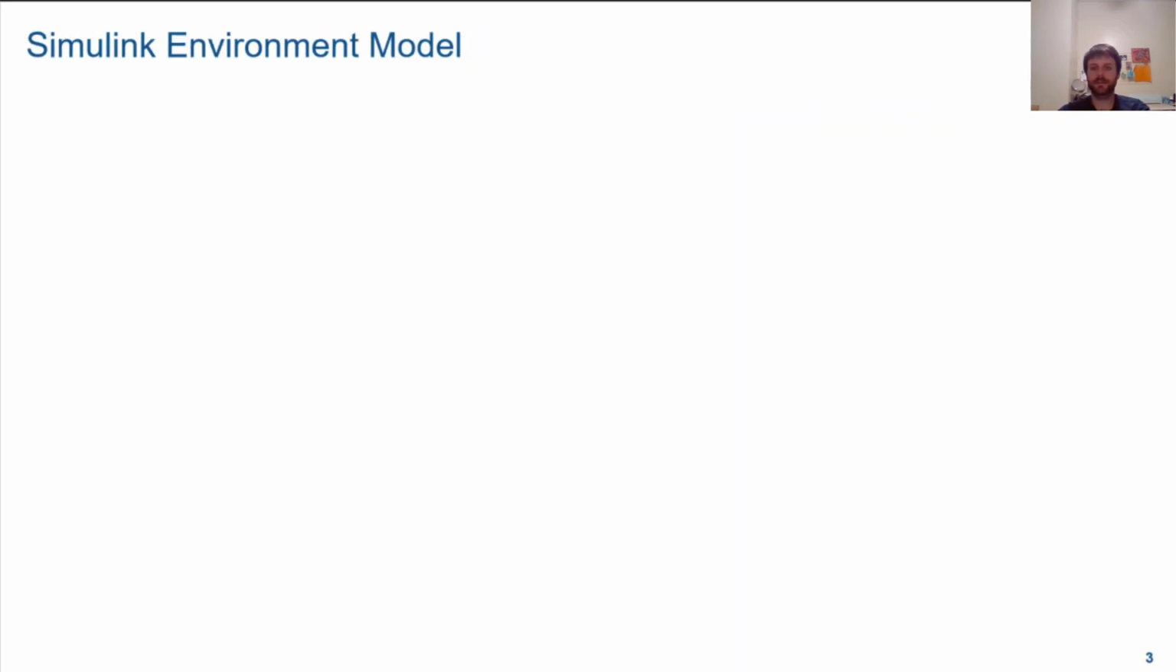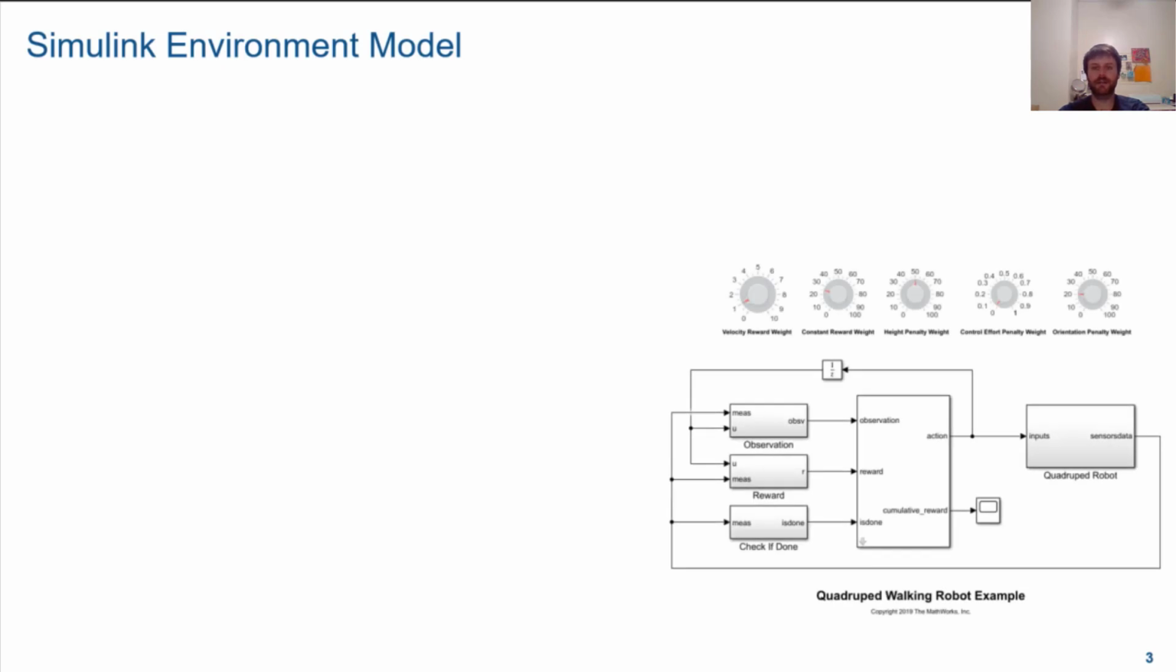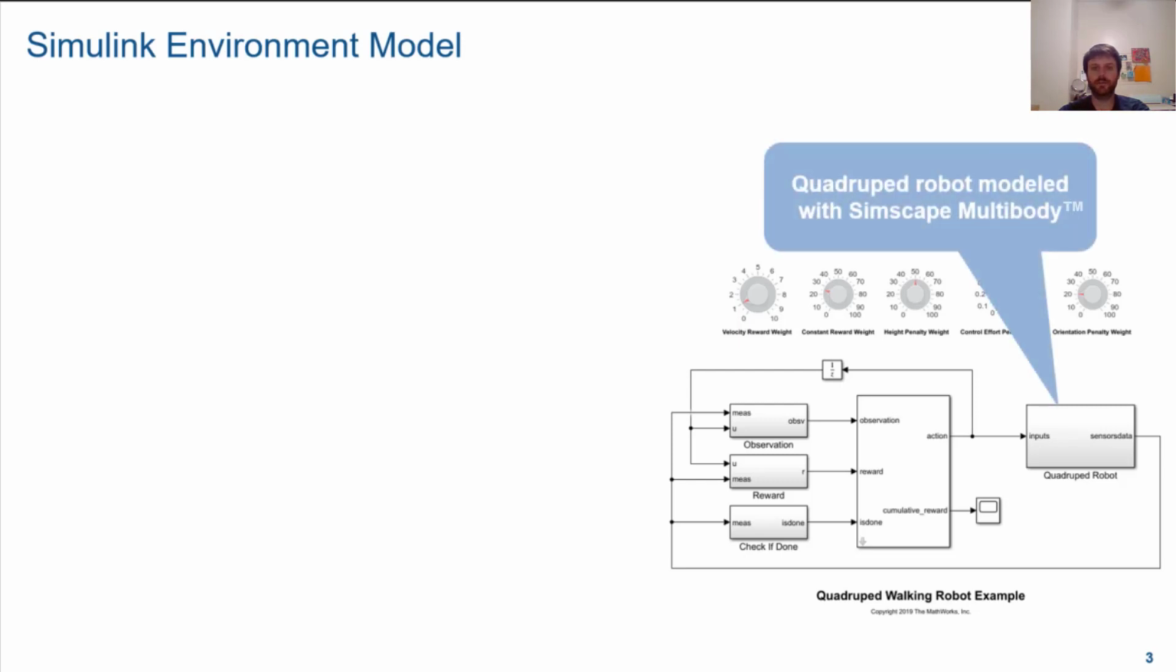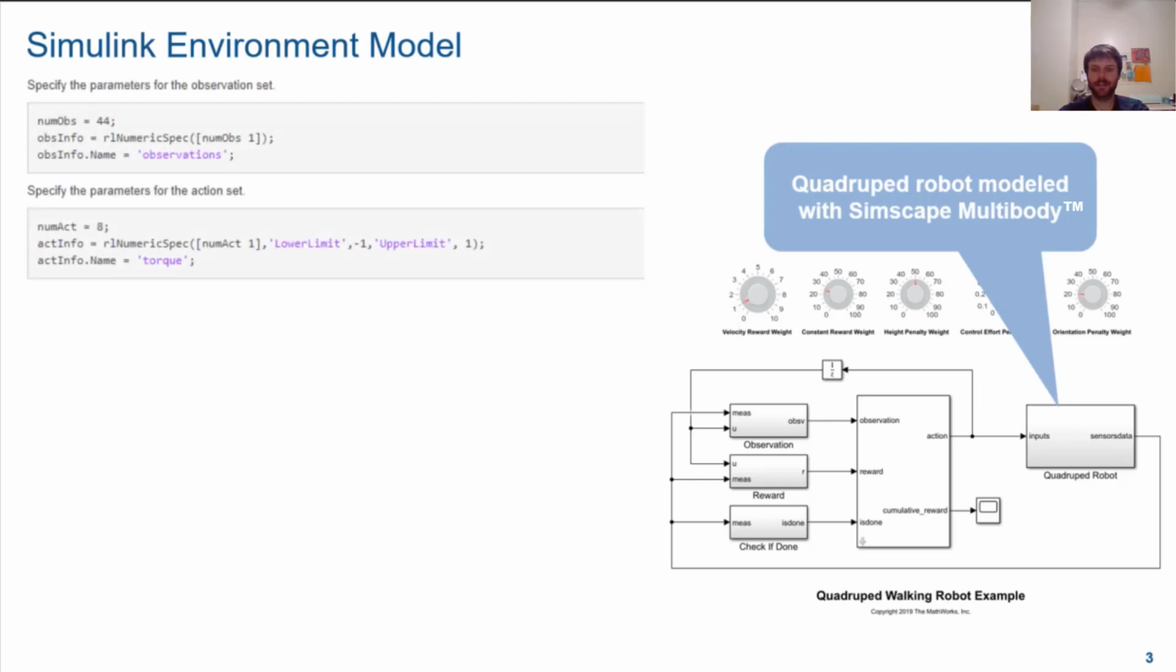The Reinforcement Learning Toolbox allows users to create environments using Simulink models. The quadruped robot is modeled with Simscape Multibody with the contact forces library. To build the environment object, we have to define the specifications for the observations and actions.